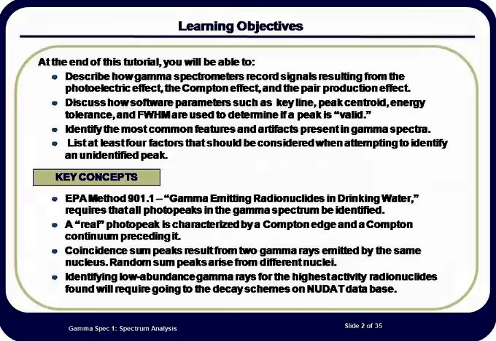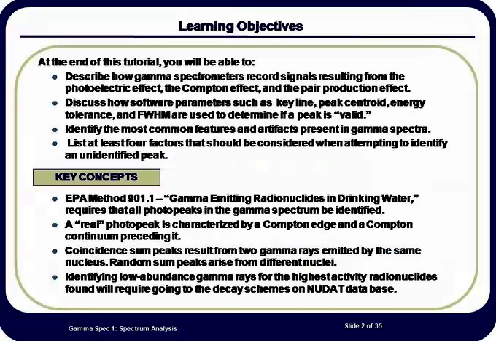You should be able to discuss how software parameters such as keyline, peak centroid, energy tolerance, and full width half maximum are used to determine if a peak is valid. You should be able to identify the most common features and artifacts present in gamma spectra. And you should be able to list at least 4 factors that should be considered when attempting to identify an unidentified peak.